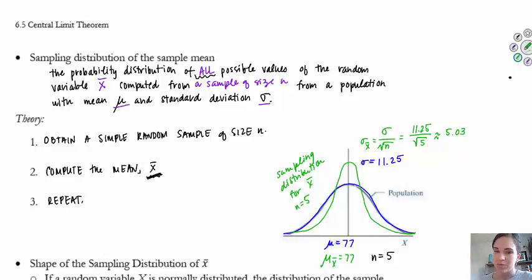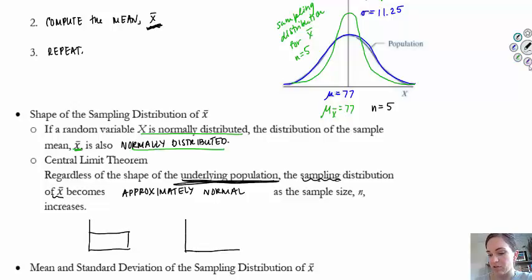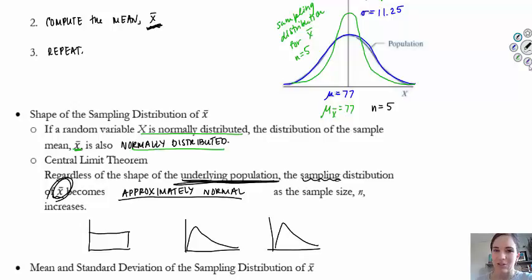Now you notice that we drew from a normal population, so we probably aren't too surprised to see that I drew a normal curve again in green, because if the x variable is normally distributed, we would expect the sample mean to also be normally distributed. That's not mind-blowing. However, the central limit theorem tells us that no matter the shape of the underlying population, so if the underlying population is uniform, like this, or skewed to the right, or even skewed to the left, the distribution of the sample means becomes approximately normal as the sample size increases.